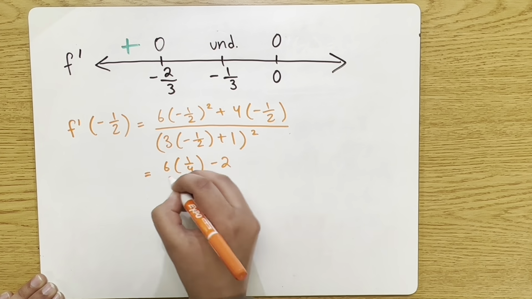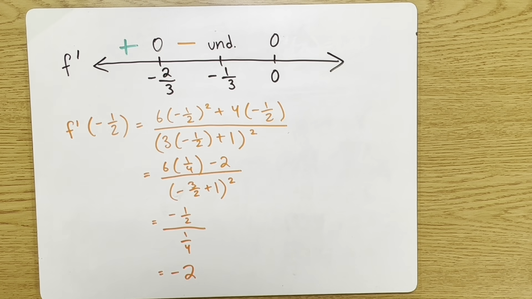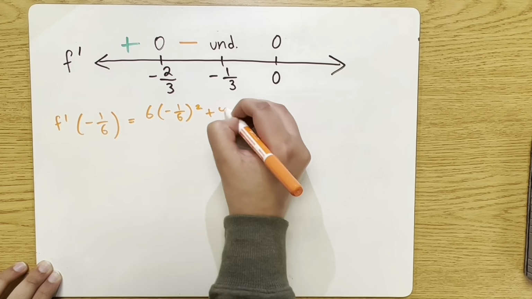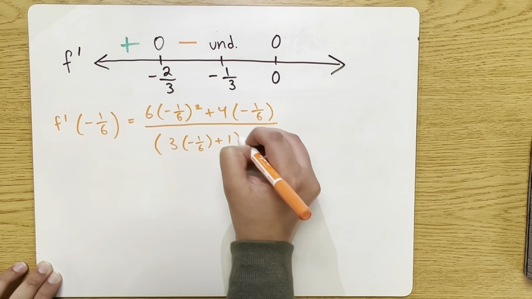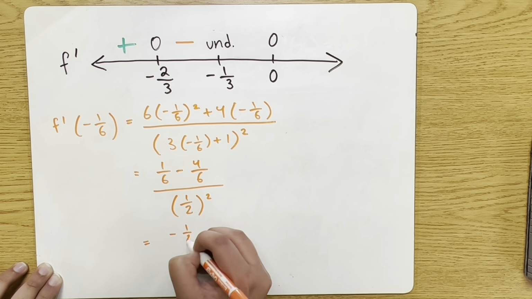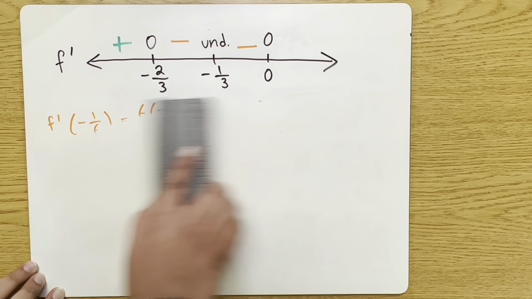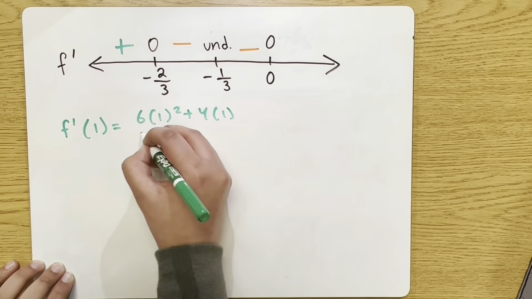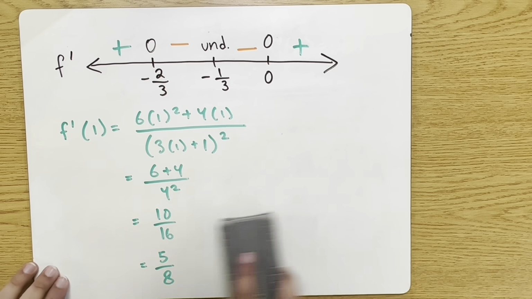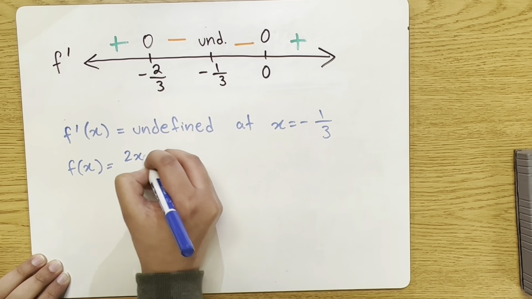F prime of negative 1/2 is negative 2. So the derivative is negative over the interval negative 2/3 to negative 1/3. At x equals negative 1/6, the derivative is equal to negative 2. So the derivative is negative over the interval negative 1/3 to 0. F prime of 1 is equal to 5/8, so the derivative is positive over the interval 0 to positive infinity. The derivative is undefined at x equals negative 1/3.